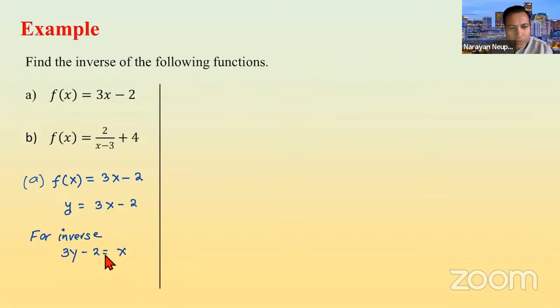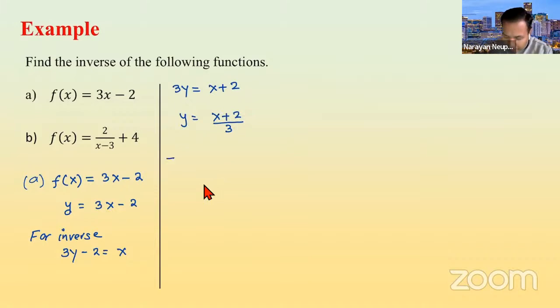To solve this equation and find the value of y, I need to move this negative 2 to the other side. So it will be 3y equal to x plus 2, because if you move that negative 2 to the other side, it becomes positive 2. Now finally, to find y by itself, you have to divide both sides by 3. So you get y equal to x plus 2 divided by 3. This new y value that we get here is the inverse function.